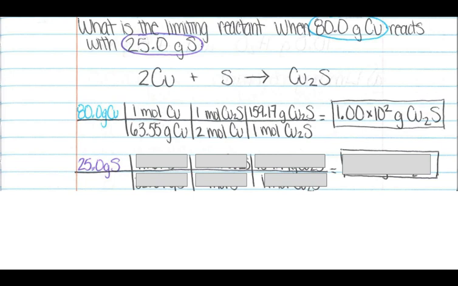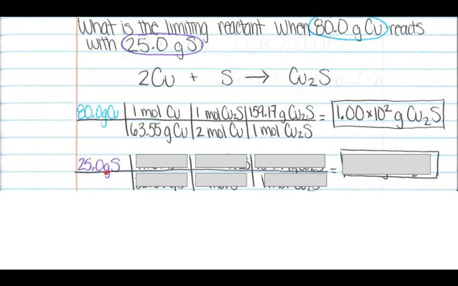All right, now let's take a look at the second product. So this is saying, by the way, that if I were to react all of these 80 grams of copper and I didn't have any problems with my amount of sulfur, no, the other ingredient is not running out, then I would create a total of 100 grams of my product when I used all of that 80 grams of copper. Okay, so let's see how much of the product would be created by the 25 grams of sulfur.